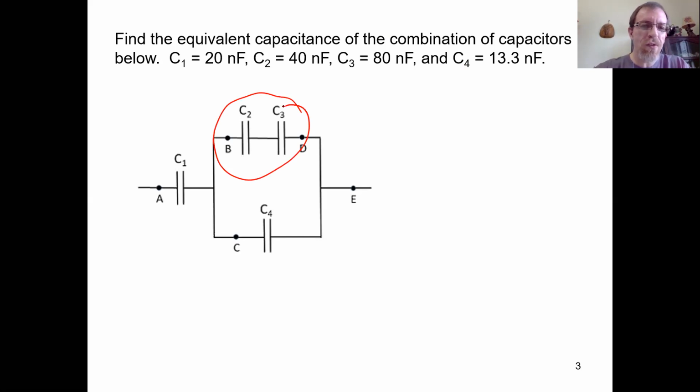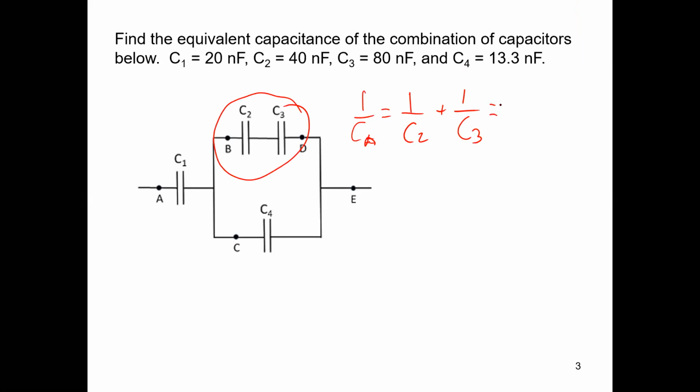I can look at C2 and C3 there, and I can say, oh, those are in series. So my equivalent capacitance of those two is going to be 1 over C2 plus 1 over C3. And then when I plug in my values, this is 1 over 40, I'm going to drop the units, plus 1 over 80. And if I figure out what C sub A is from that, I get that C sub A is equal to about 26.7 picofarads.